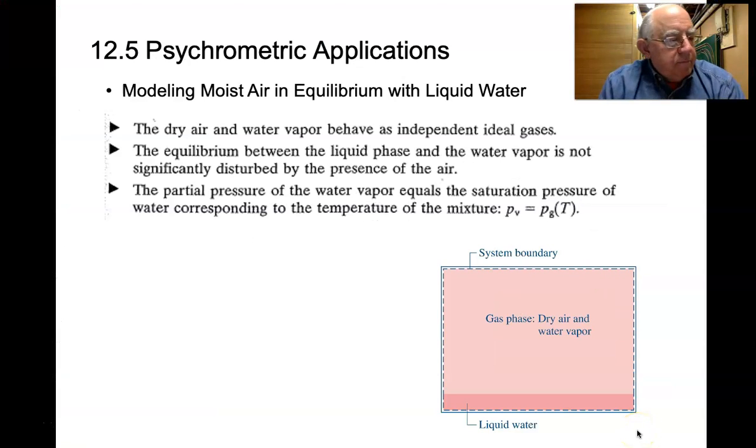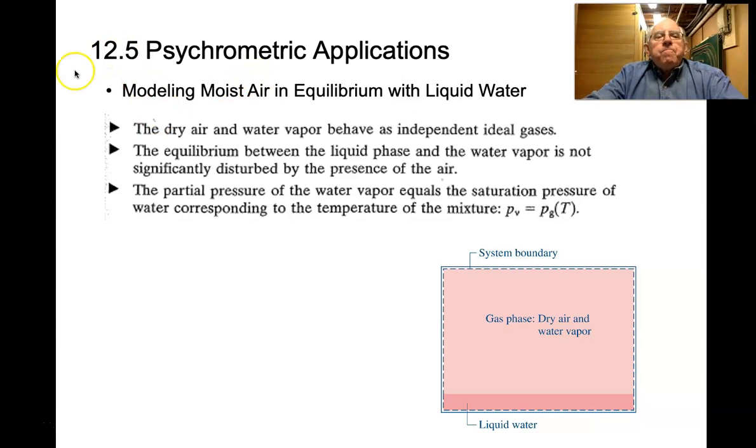Okay, now that we have defined what we mean by moist air, we want to continue our discussion of psychrometric applications. As we model moist air in equilibrium with liquid water, we make the assumption that the dry air and the water vapor that make up the moist air both behave as independent ideal gases. And up to this point, we've made that assumption.